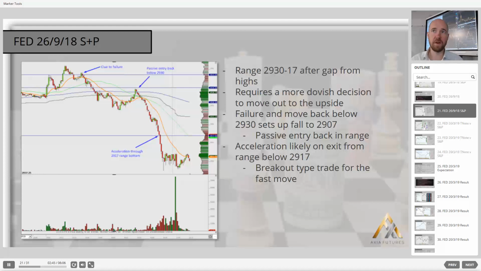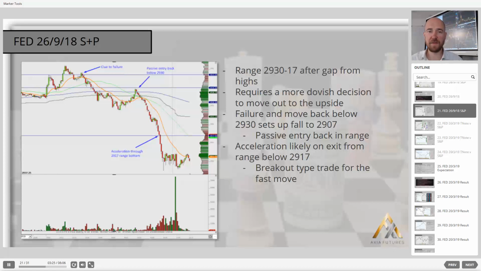What you can now be looking for though is if we get back inside the range, 29.30s down to 17s, then you have the opportunity to play a short, possibly as a passive continuation type trade, as illustrated. Once you fall back below 29.30, you've got an opportunity to go straight away short as you come back into the range. Alternatively, you have a passive entry back below 29.30, looking then for the continuation all the way through the range. This should take you then down towards 29.17.